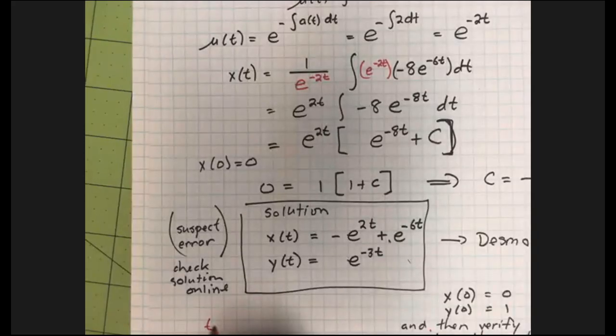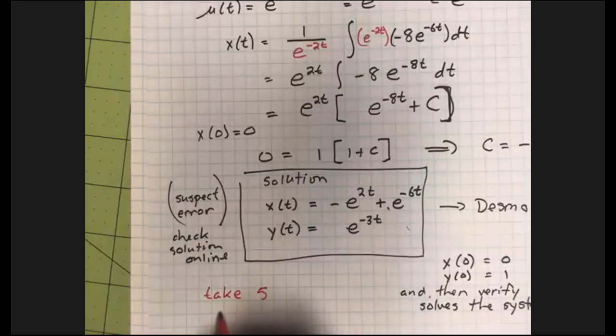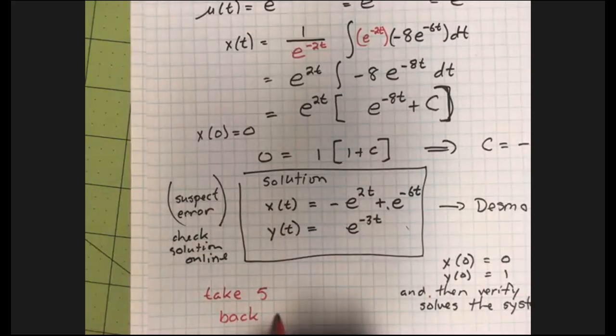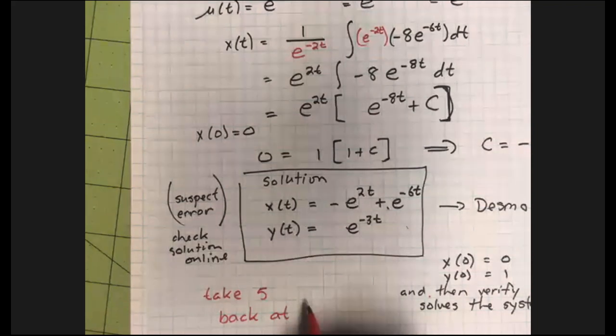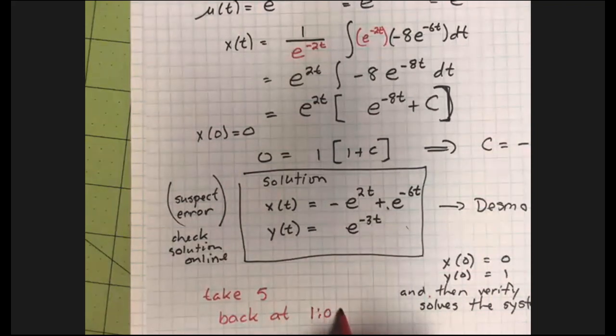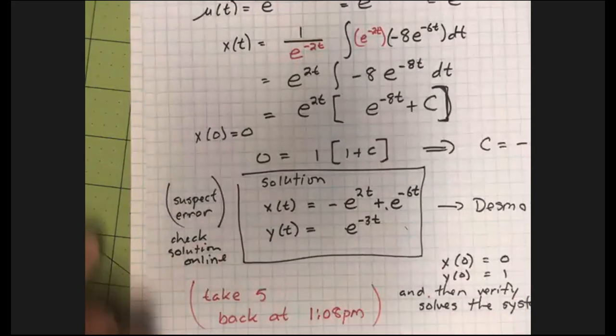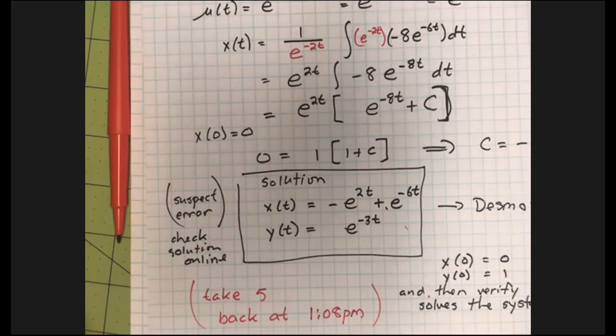So back on paper, let's take 5. Let's come back at 108. I'm going to mute my microphone, stretch my legs, and you can do the same, and then we'll be right back.